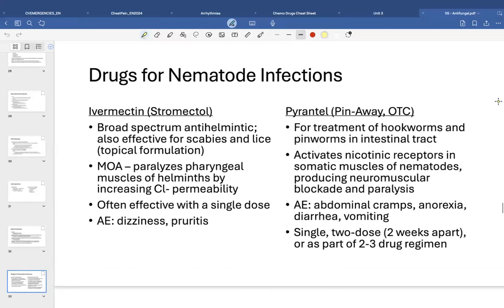Ivermectin, again, another your Joe Rogan special on remedies for COVID.